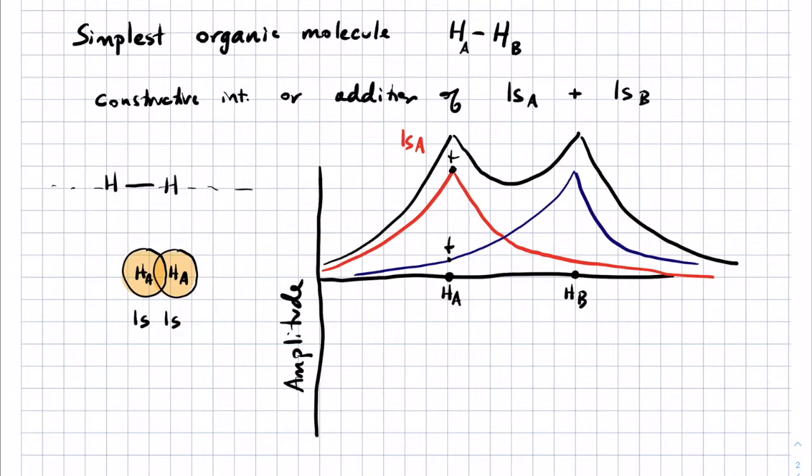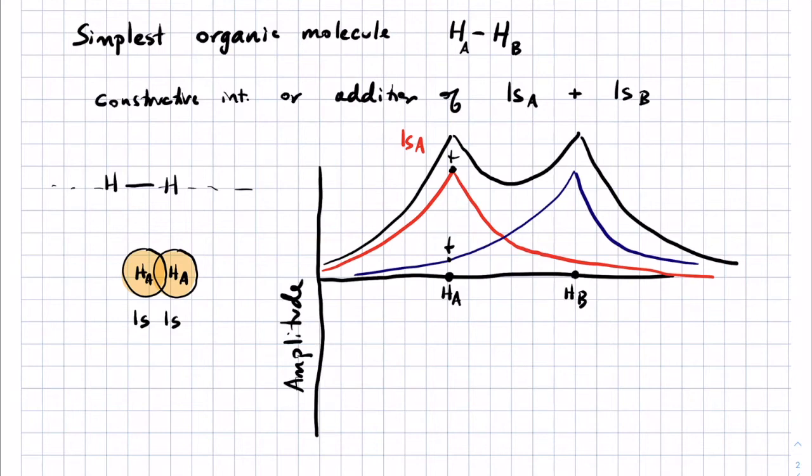There's some nuance here in terms of normalizing the orbitals, so the probability for both of them in all areas of the universe is 1, but we won't worry about that. So we can see that by adding these two orbitals together, we can get a new molecular orbital. But let's talk about the features of this molecular orbital.